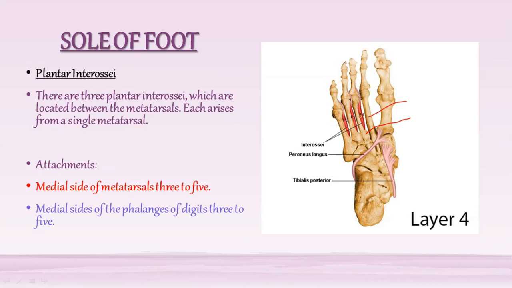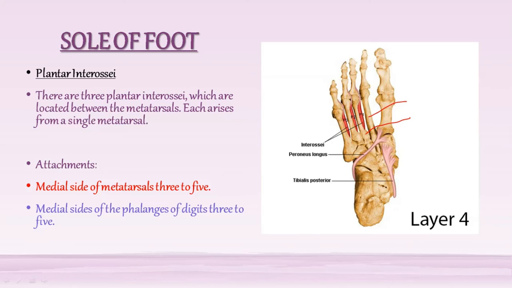Each arises from a single metatarsal. Look at the picture. They are present between the metatarsals but arise from single metatarsals. So they arise from the medial sides of metatarsals 3 to 5. This is first, second, third, fourth and fifth. So there are three plantar interossei which arise from the medial side of the third to fifth metatarsals.